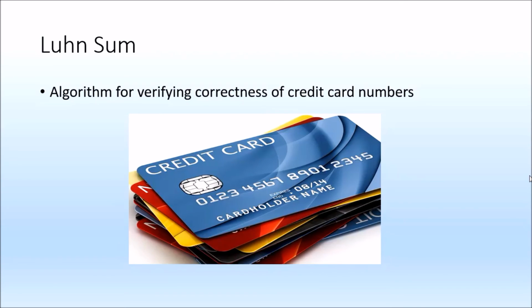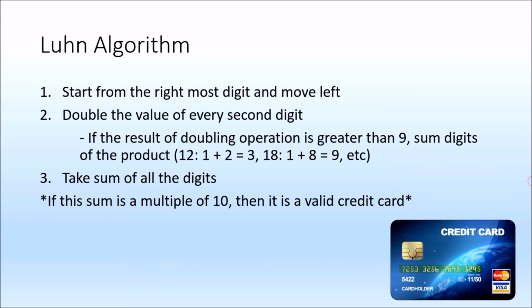And this is something every time that you input your credit card number online, internally, it does this automatically and checks that you didn't make any mistakes in inputting a number wrong in one place or something like that. So how does the Luhn algorithm work?